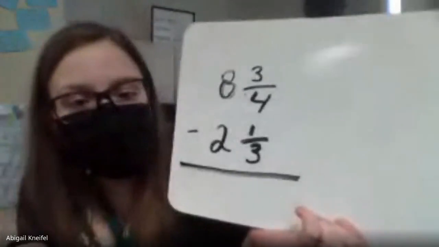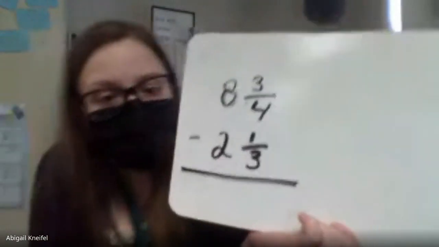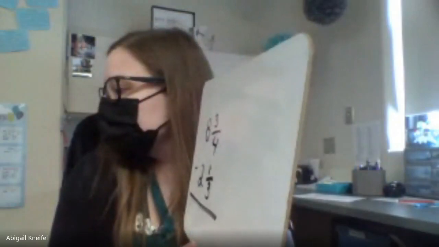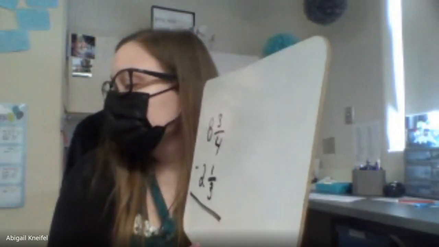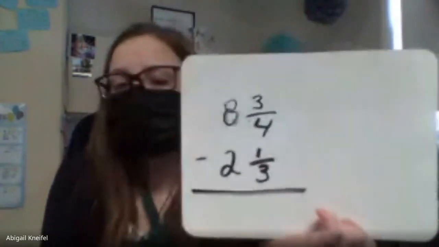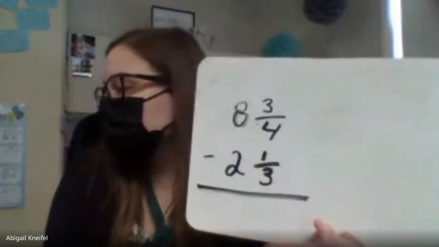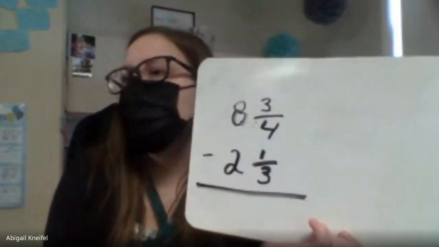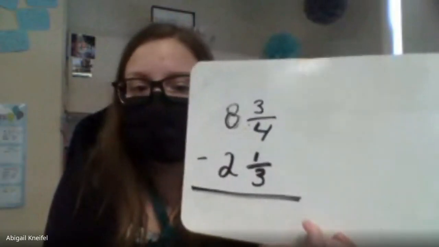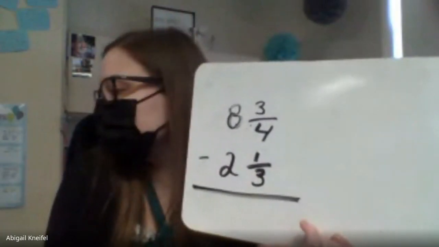Okay. Both mixed numbers. 8 and 3/4 minus 2 and 1/3. Evan, write it like I wrote it. Find your common denominator first. Well, it's a common denominator between 4 and 3. If you need to, count by the sides. Count by 4s, count by 3s.